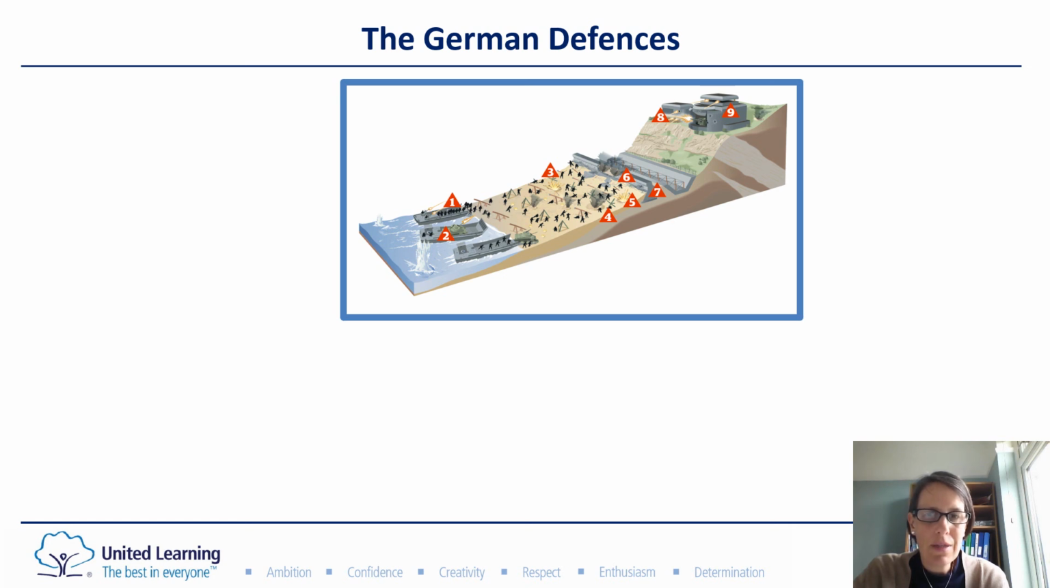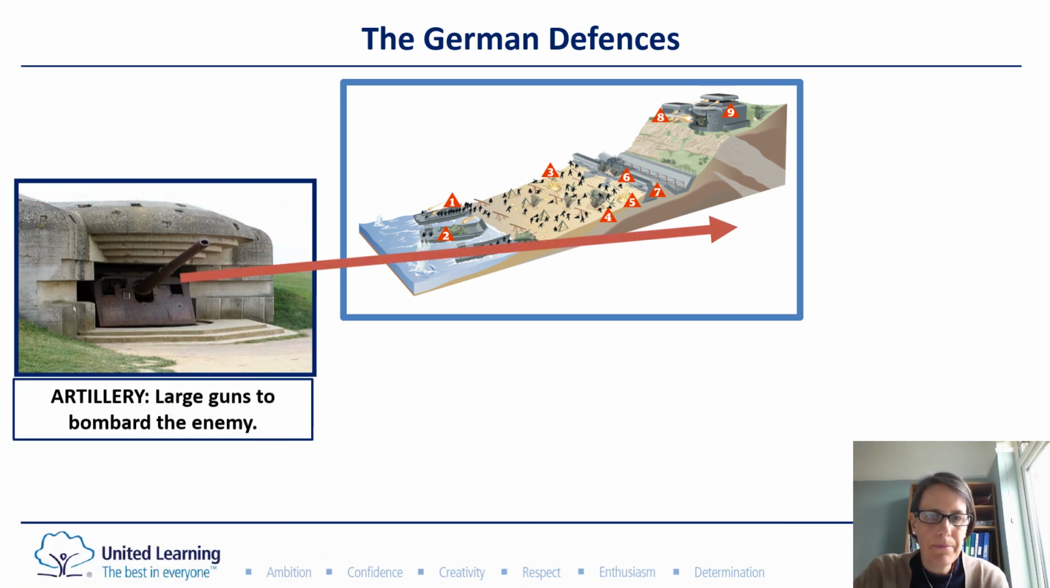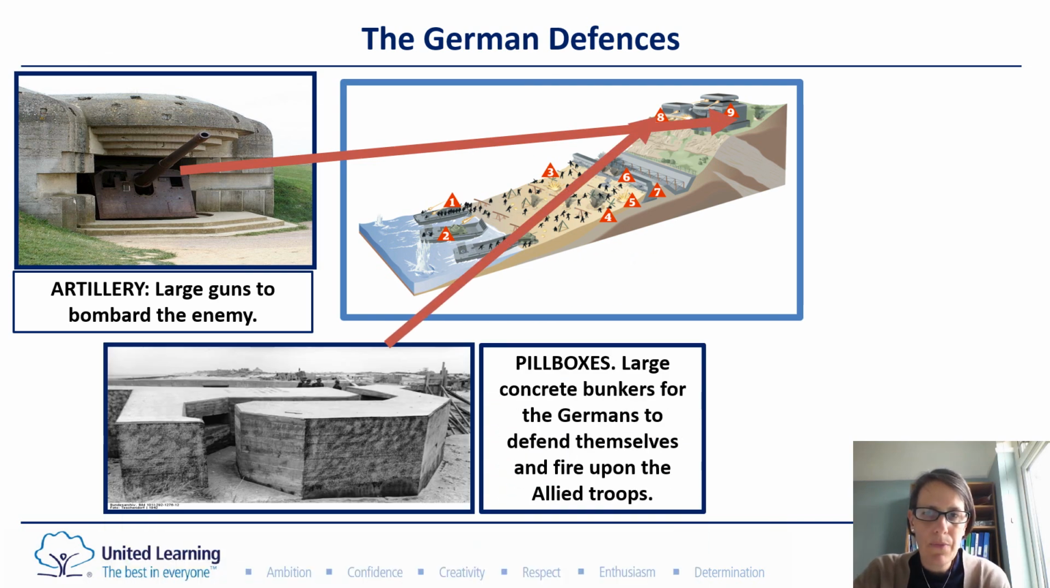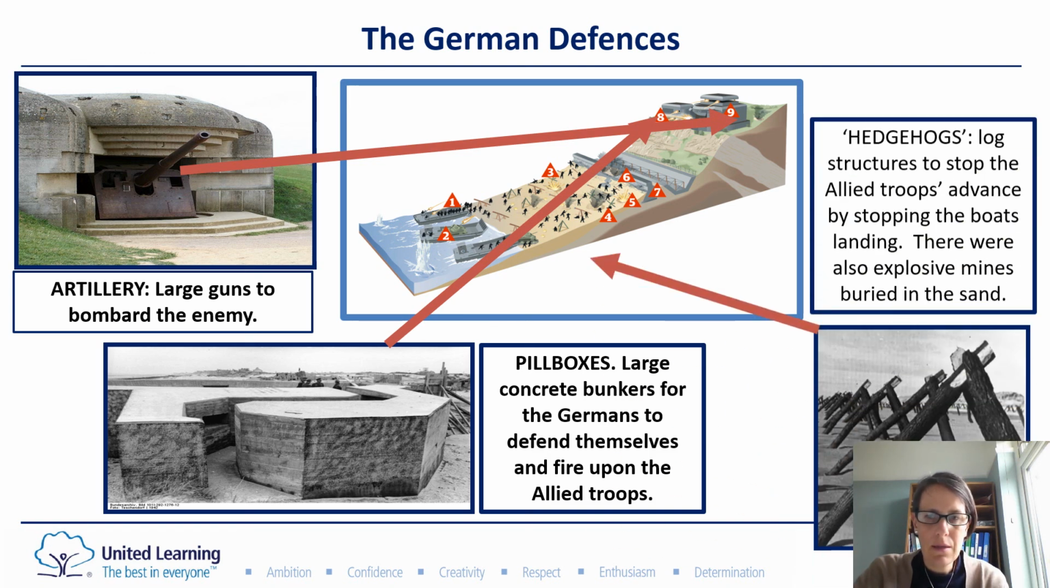Okay, the German defences then, let's have a look at what was there. We've seen already the artillery, and they were up at the top on the solid ground at the top of the hill behind the beach. There were also the pillboxes, concrete bunkers where the German soldiers were protected.